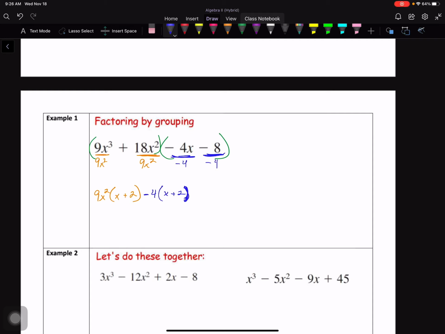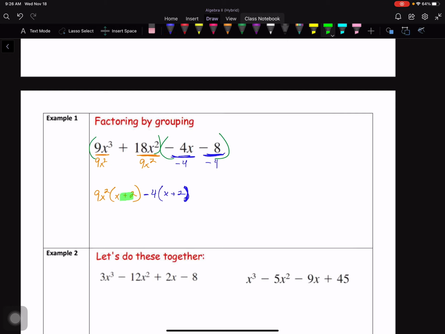Okay, so step number 1, make sure your polynomial is in standard form. Step number 2, group the first two terms, group the last two terms. Step number 3, take out the greatest common factor. That's where we're at right now. And then what you should have left is something kind of cool.